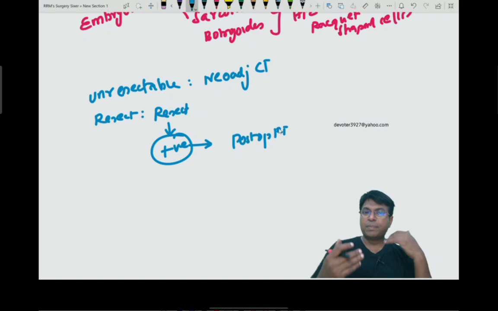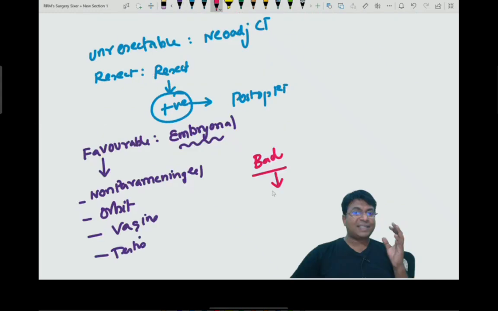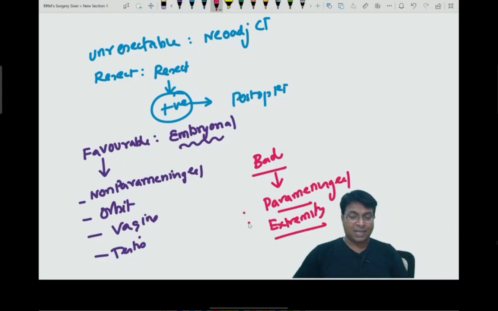So please remember, extremity generally has a good prognosis in other places, whereas in rhabdomyosarcoma, extremity is a bad prognosis. So please remember, the bad prognostic sites are parameningeal and extremity, only for rhabdomyosarcoma. In general, extremity is good prognosis, but here it is bad prognosis in rhabdomyosarcoma. So please don't forget about rhabdomyosarcoma. It's an important topic for your exam. Especially don't forget the strap cells, tadpole cells, and tennis racket-shaped cells in sarcoma botryoides.